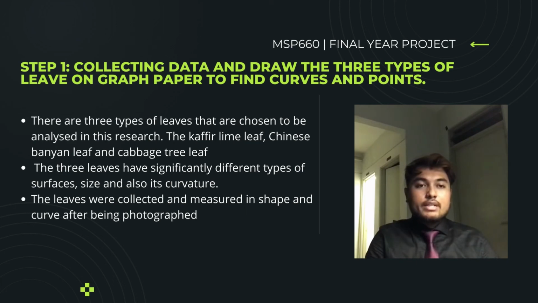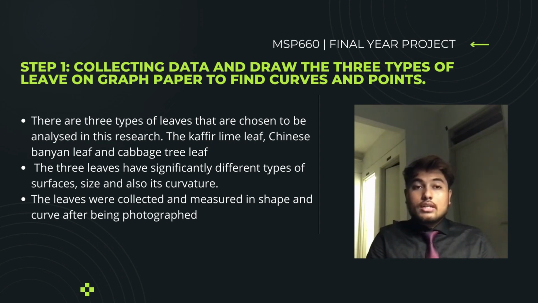Okay, now I will explain step 1 of this methodology, which is collecting data and drawing the 3 types of leaf on graph paper to find curves and points. There are 3 types of leaf chosen to be analyzed in this research. The first one is the Kaffir lime leaf, the second one is the Chinese banyan leaf, and the last one is the Kobesh tree leaf. The leaves have significantly different types of surface, size, and curvature. These 3 types of leaf also let us explore the accuracy of the model generated using the described algorithm.